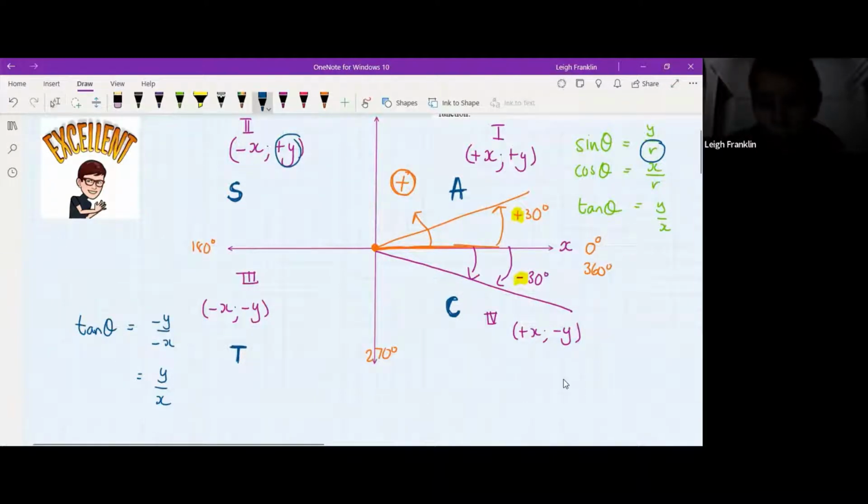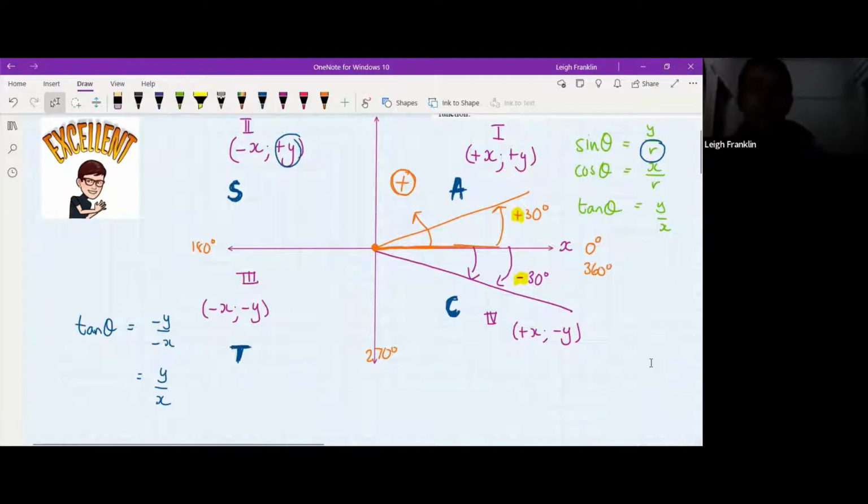So very important, we always have to bear the CAST diagram in mind when we are doing reduction. Okay, so our reduction formulae come from the CAST diagram, and I'm going to talk a little bit about what reduction formulae are and where they come from, and how we get them.